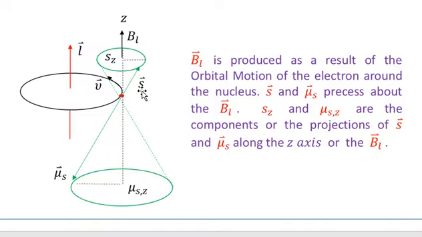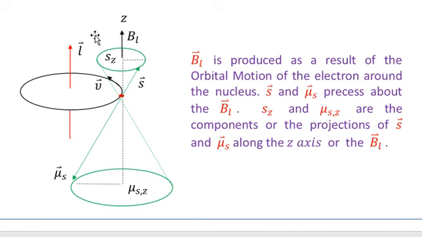So Sx and Sy components will be averaged out to zero, and only one component will survive, which is the Sz component, the projection of the angular momentum S onto the Z direction or the Z axis. V, the velocity of the electron, has also been shown, and here I have also shown mu S. Mu S is the spin magnetic moment, which has a direction opposite to the direction of S. And then when S precesses, mu S will also precess, but about the negative BL direction. Its projection along the negative BL direction will be represented by mu S comma Z.